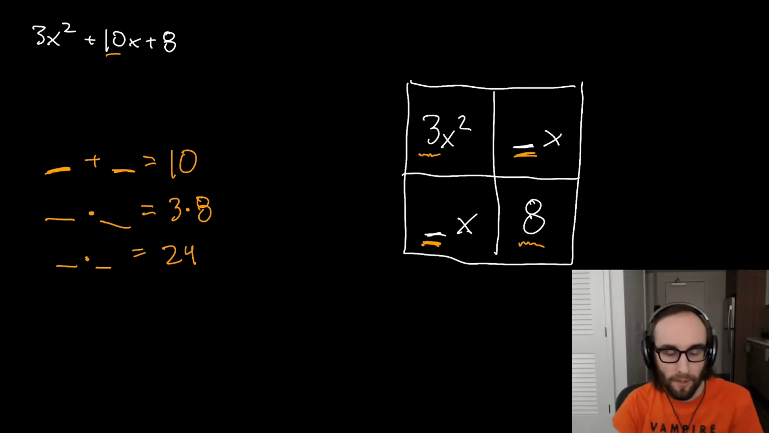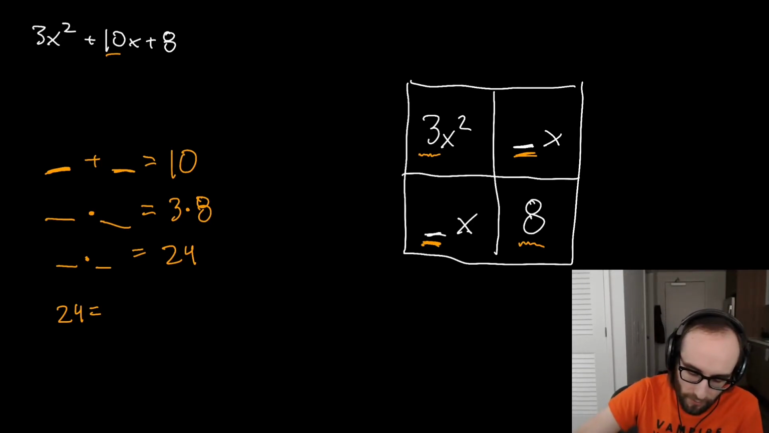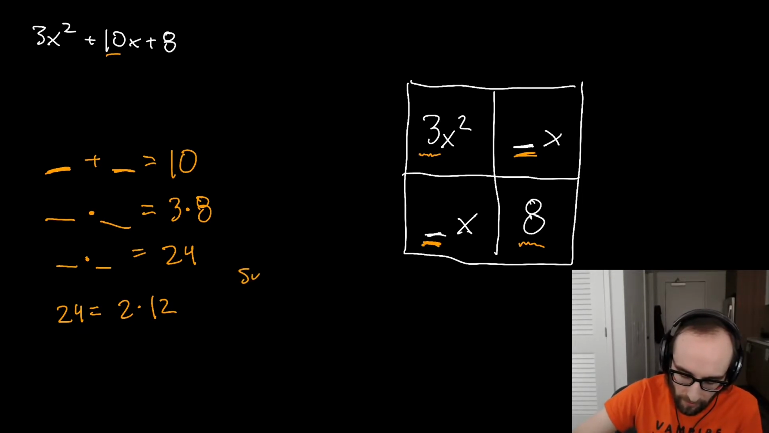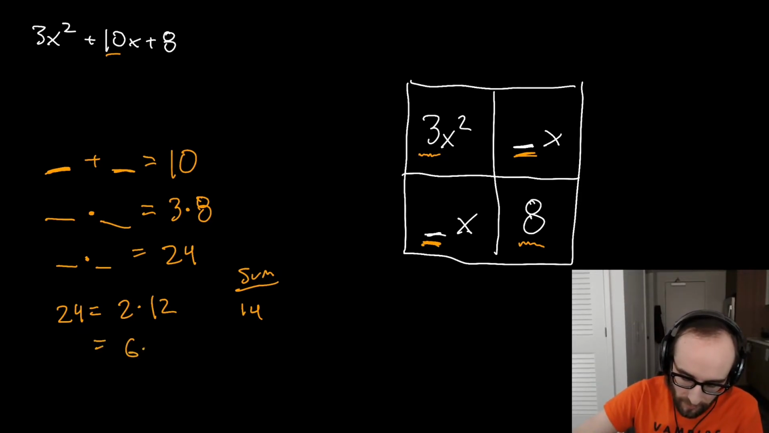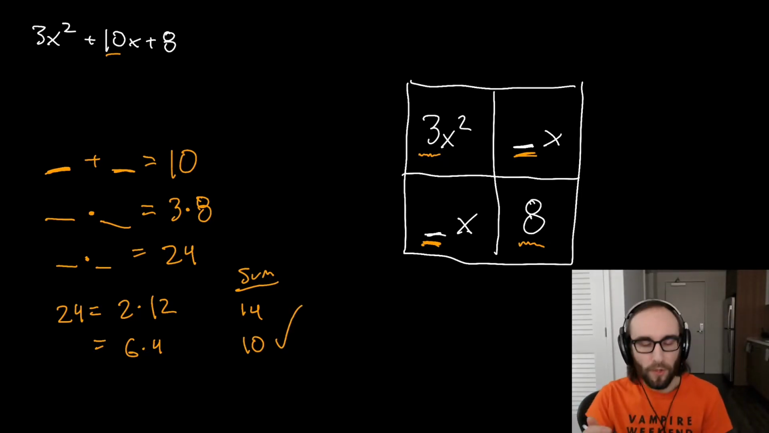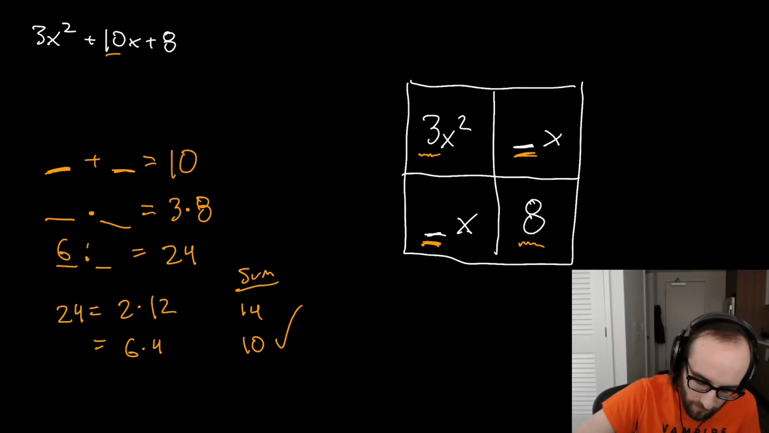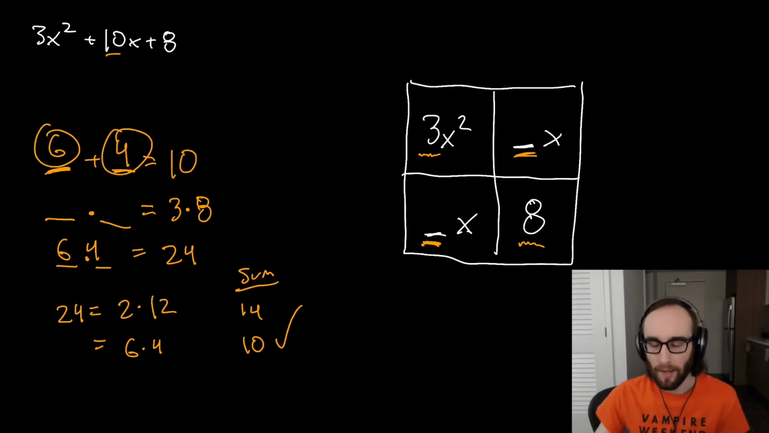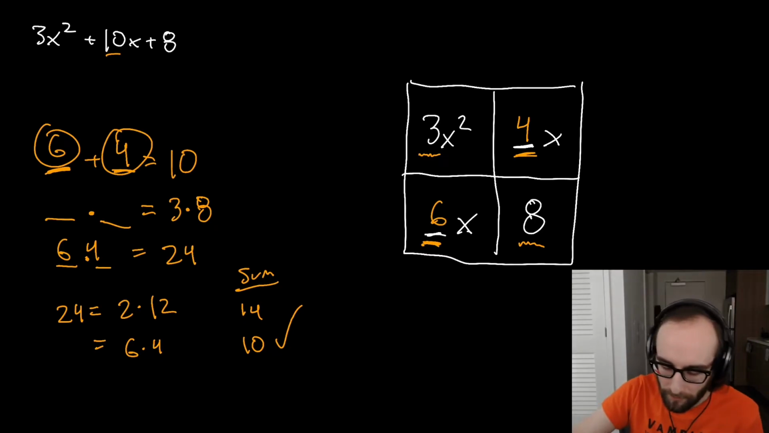Okay, so we could start to take a look at different factors of 24 and see if any of those add up to 10. 24 is 2 and 12. Sorry, 2 and 12 don't add up to 10. We could also try 6 and 4. 6 and 4, if we multiply them, give us 24. And if we add them, we end up with 10. So 6 and 4 are the two missing numbers that we're looking for in our area model. And again, it doesn't matter where we put which one.